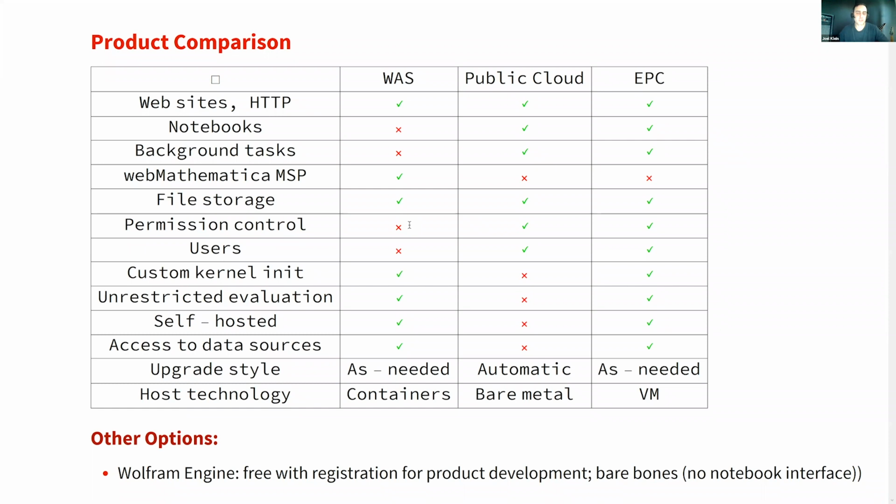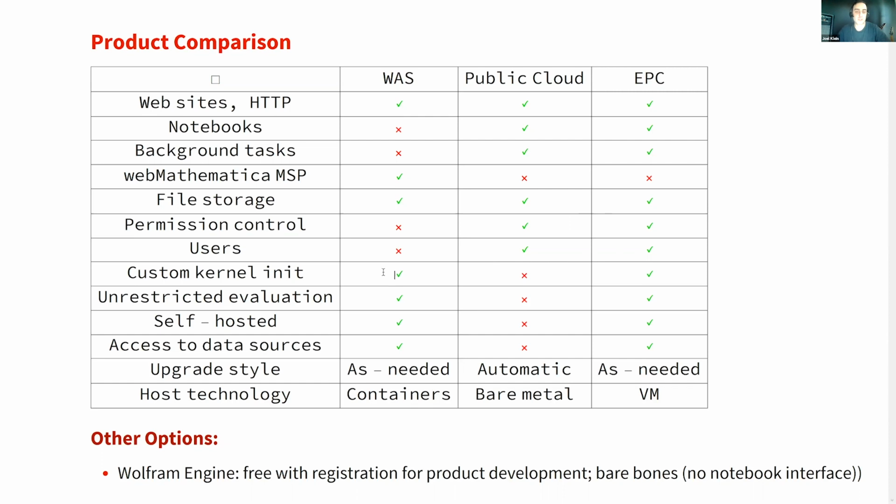The application is under your complete control, so there's no need to differentiate one user from another. That does add some overhead, so it's not there in WAS, so that the throughput can be met. Public cloud and EPC does have that. Now there are some use cases where you want users, and so you choose an EPC over WAS.